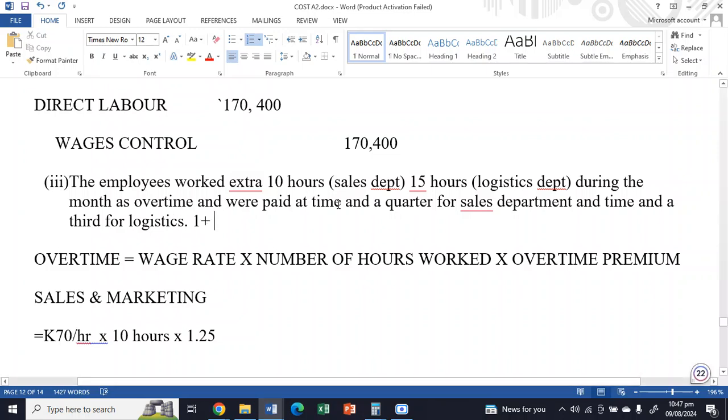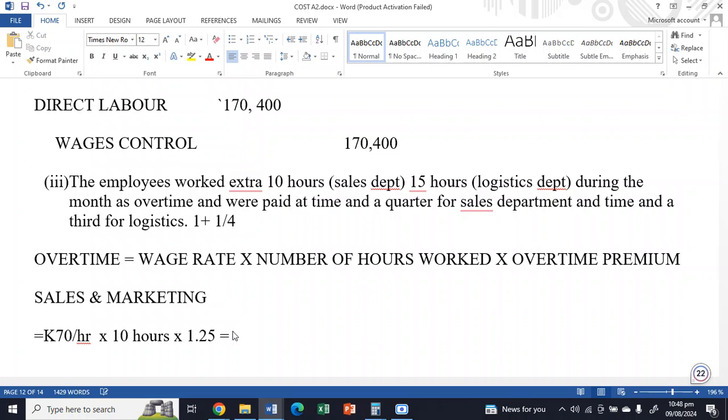So for these guys in logistics, it's time and a third. So you're going to do 1 plus 1 over 3, and then convert 1 over 3 to a decimal. Here for sales, since it was time and a quarter, it's 1 plus 1 over 4. 1 over 4 is 0.25, plus 1, that's how we got this 1.25.